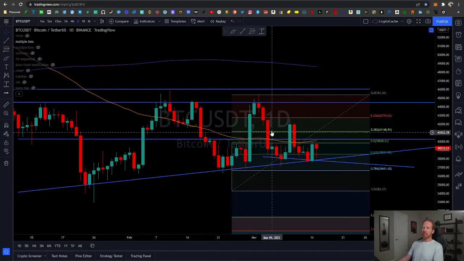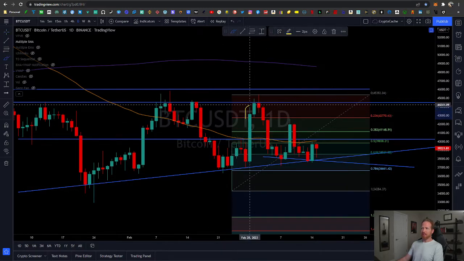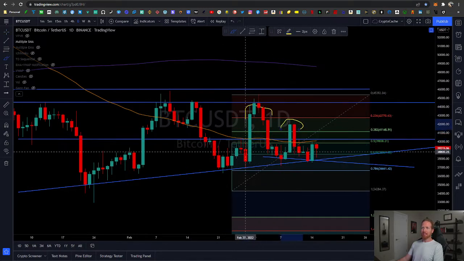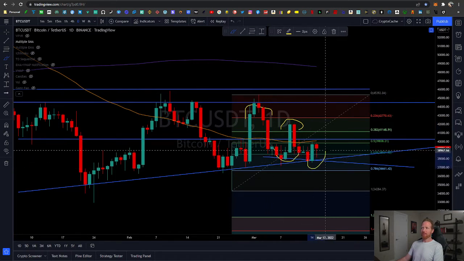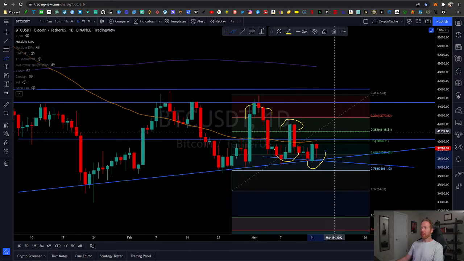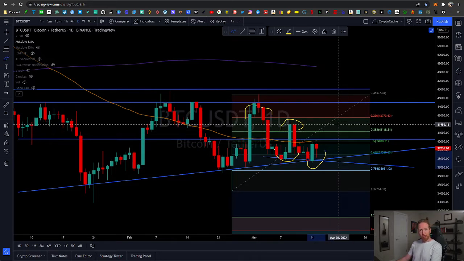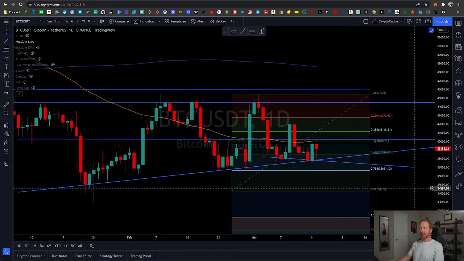But the interesting thing here is that we're basically printing lower highs and lower lows. So we can't overlook that. That's another reason why a break above 40,200 would be very helpful, so that we can potentially try to break the most recent high of 42,000 as a close approximate and start making higher highs again. But for right now, there's no doubt that we are still making lower lows and lower highs on the 1 day, and that's not necessarily a great thing.